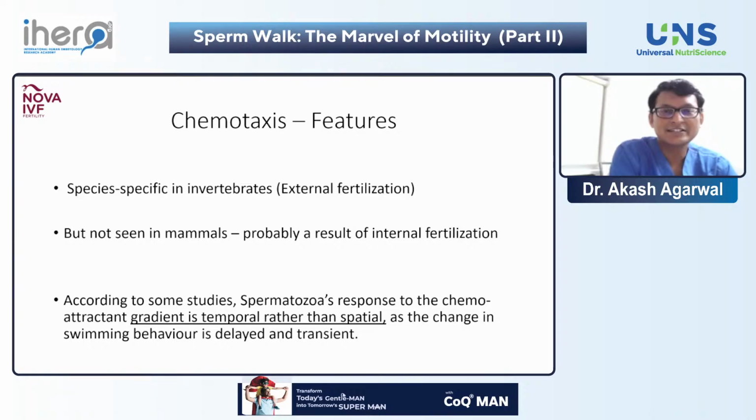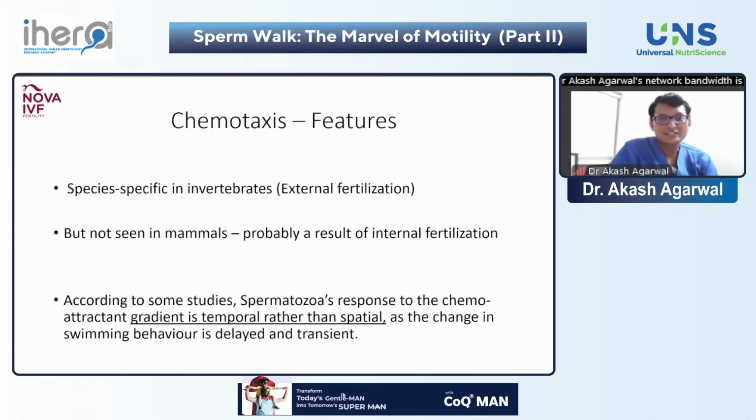But what we see as evolution has happened, there has been internal fertilization taking place. So what is seen is the key is specific between the sperm and species specificity. The follicular fluid and other fluids which are carrying these chemoattractants, and the progesterone works as a chemoattractant for many of the species.